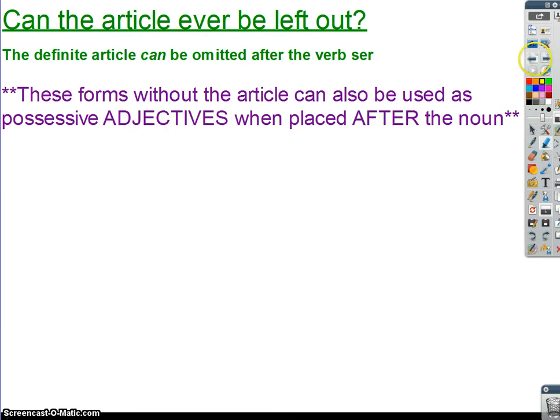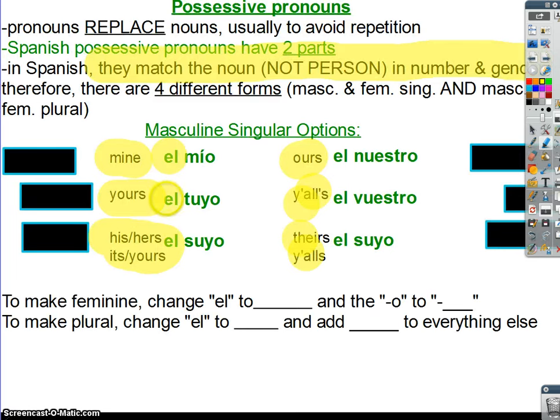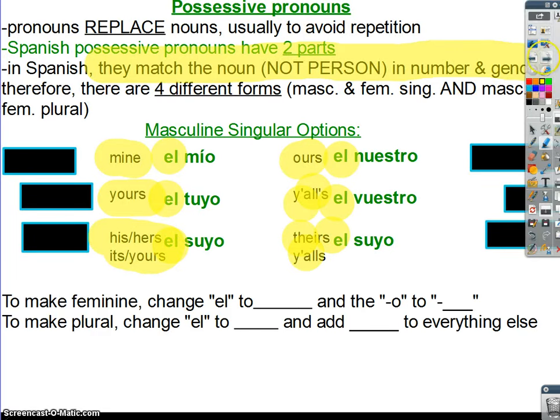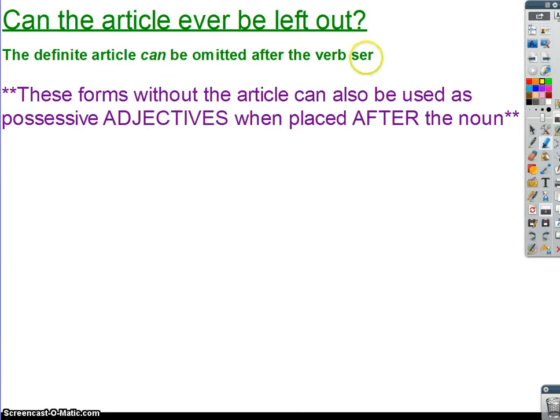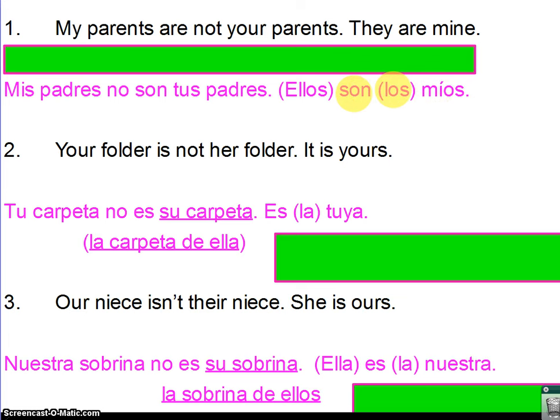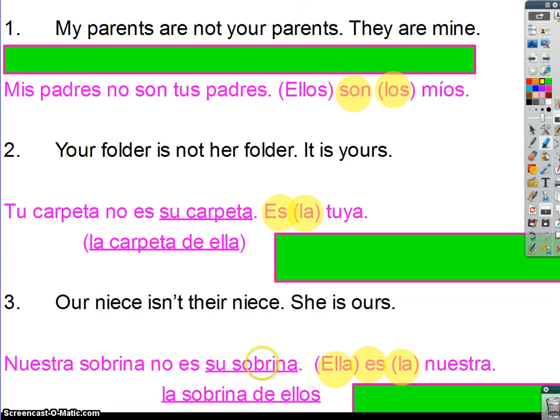Can the article ever be left out? Like, can you ever leave out the el or the la, los, or las? Yes, you can, but only if you're using it after ser. So in these examples, I've got ser, so I could leave out the los. Can I have it? Yes, you can. Here's ser. You could get rid of the article. When in doubt, use it. Again, if that wasn't a good enough explanation, please refer to your notes.